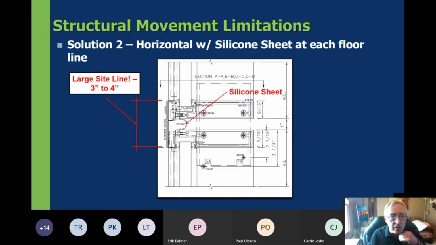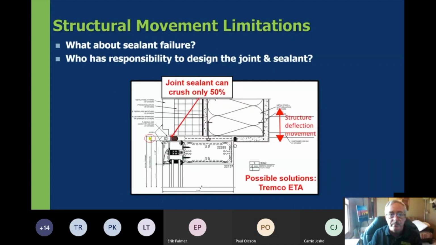A second solution to the structural movement issue would be for a horizontal joint, and some of the manufacturers have actually developed this in the past few years as this has become a bigger and bigger issue with structural building vertical movement. They've developed this for stick-built systems where it includes a silicone sheet type of joint. And so ultimately this can still lead to very large sight lines. So this would be very similar to a unitized system, but instead it's a joint for a stick-built type system.